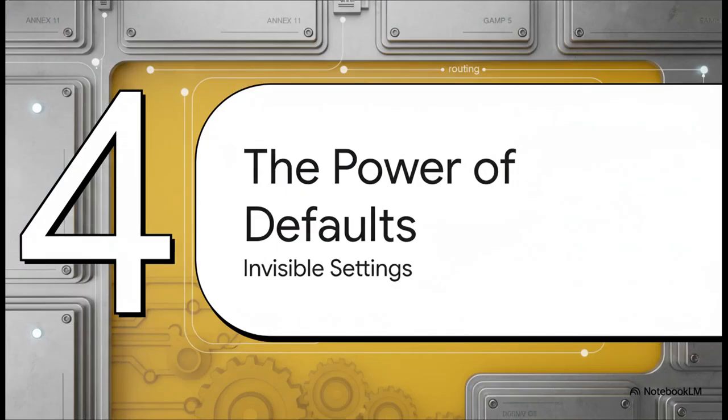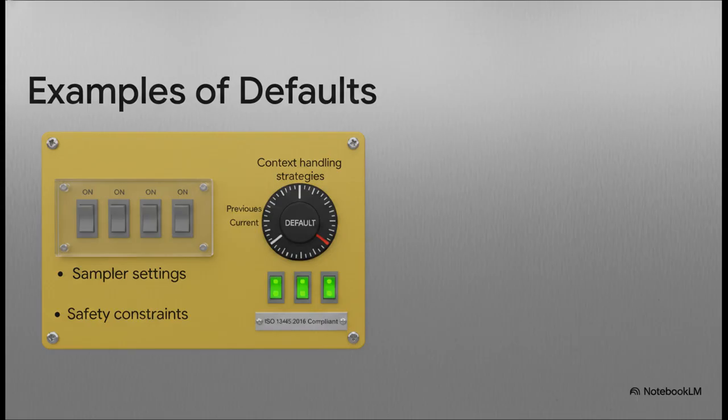Now, layered on top of all that routing, there's another invisible force at play: defaults. Think of these as the pre-configured settings that the platform applies to your request when you haven't specified them yourself. So, for instance, the system has default settings for things like creativity, or how it manages the history of your conversation, or what safety rules to apply. And these defaults can actually be influenced by that routing decision we just talked about, adding yet another layer that shapes the output without you seeing a thing.